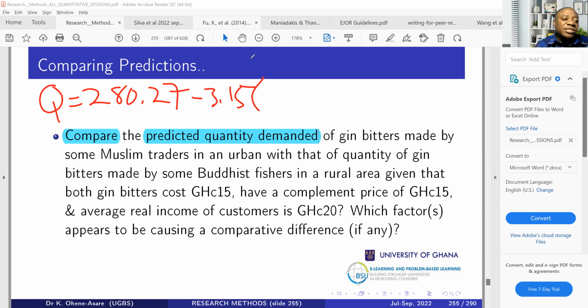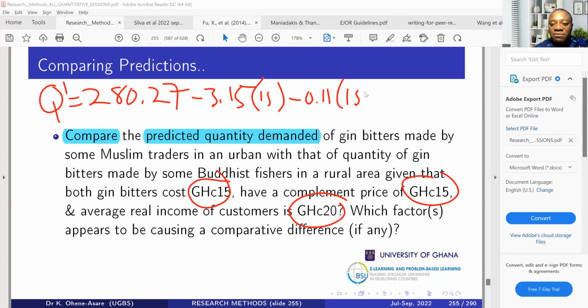And now I'm doing scenario 1, so let me just put Q1. The price is what here? You can see that the price is 15. The complement price is 15. Then the income is 20. So price will be 15 here. The complement price, if you can remember, is negative 0.11 complement price, and that one is also 15. And then we are told that minus 0.98 is the coefficient for income, and income was told is 20 for all the scenarios. So that one is sorted.